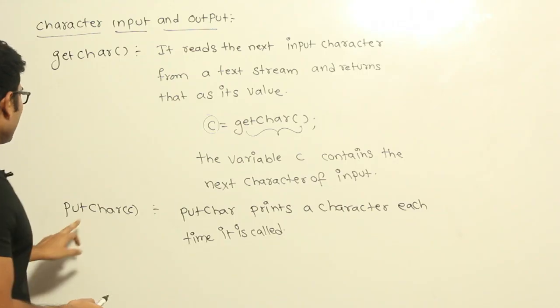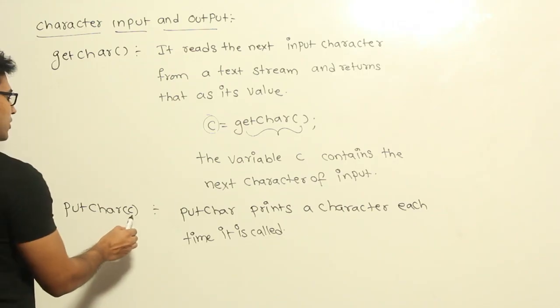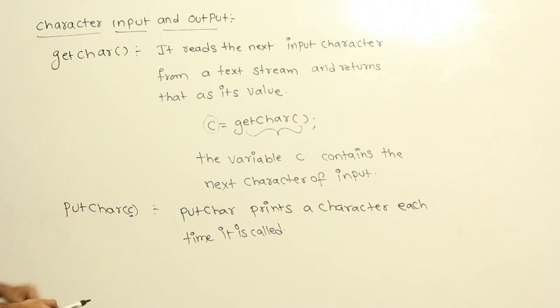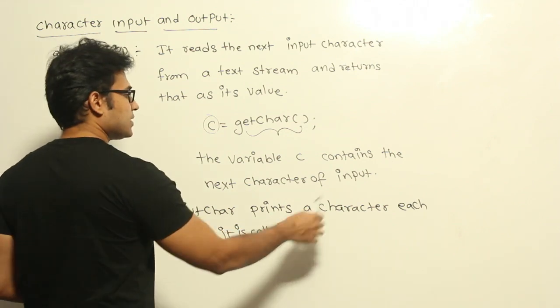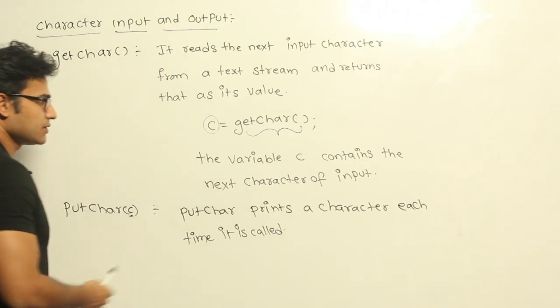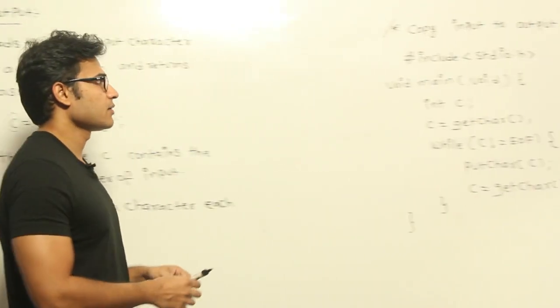putchar(c) means if you are trying to print c onto the output screen, you can use this putchar. Now putchar prints a character each time it is called. So let's see the example. Let's see how the program looks.